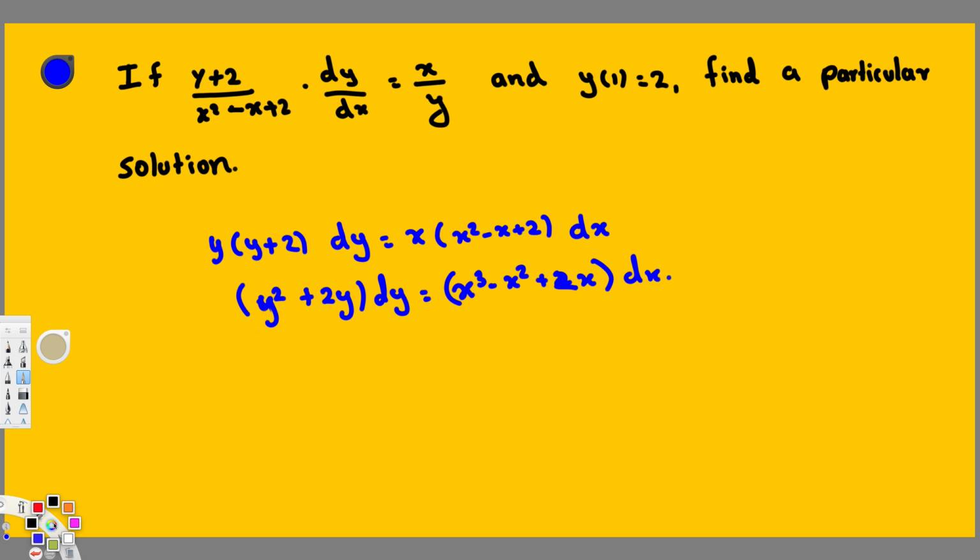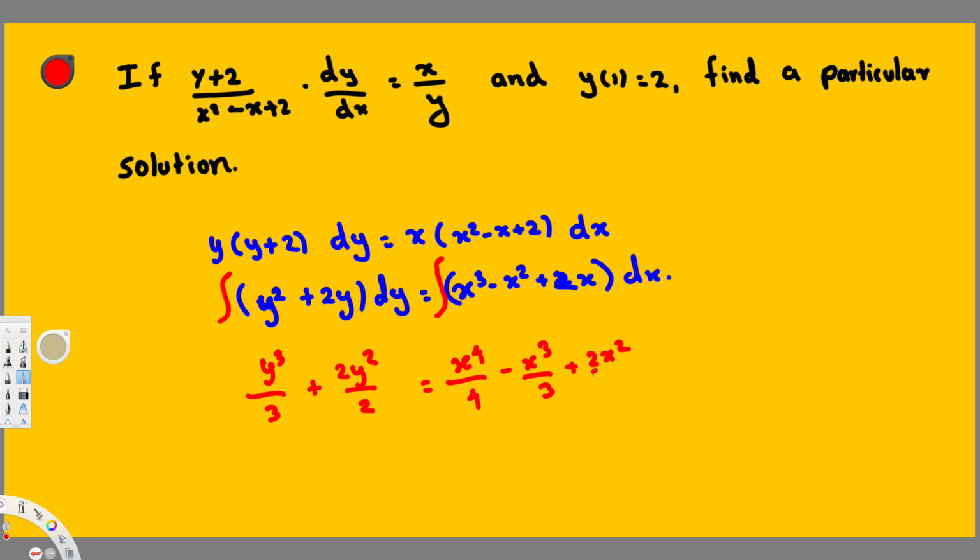Now let's do the integration. If you integrate this one, we are going to get y cubed divided by 3 plus 2y square divided by 2, and on the other side we are going to have x power 4 divided by 4 minus x cubed divided by 3 plus 2x square divided by 2, and also we have to put a constant. Now if you notice, we can cancel some of these values. This 2 cancels and this 2 cancels, and we are left with this one.